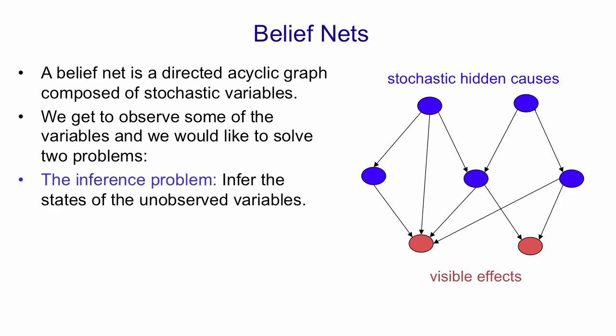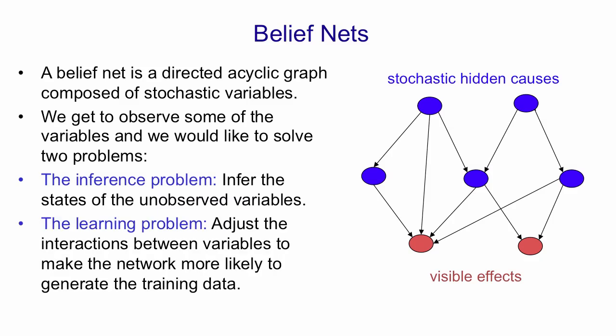Once we observe some variables, there are two problems we'd like to solve. The first is what I'll call the inference problem, and that's to infer the states of the unobserved variables. Of course, we can't infer them with certainty, so what we're after is probability distributions over unobserved variables. And if the unobserved variables are not independent of one another, given the observed variables, those probability distributions are likely to be big, cumbersome things with an exponential number of terms in.